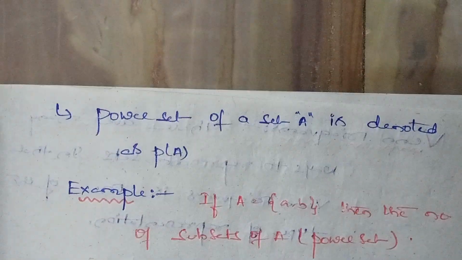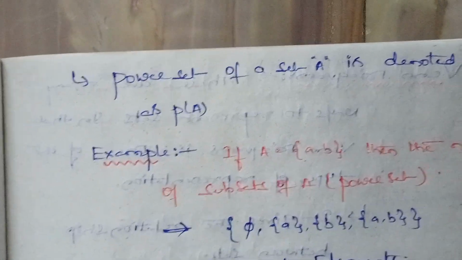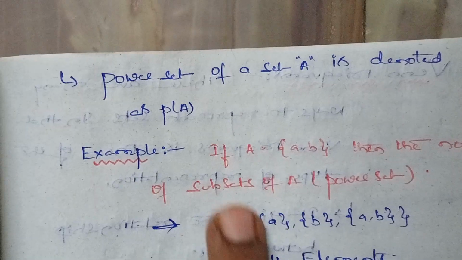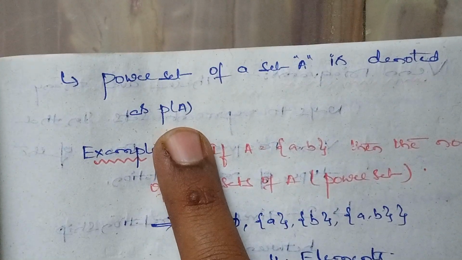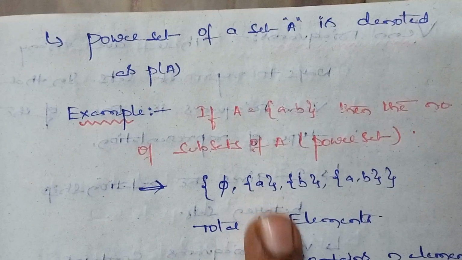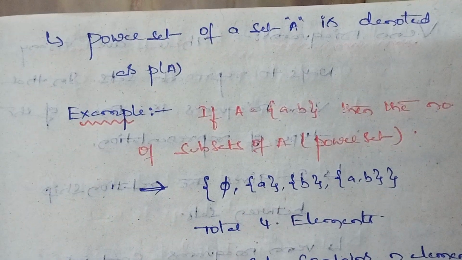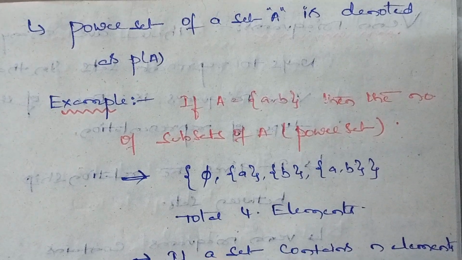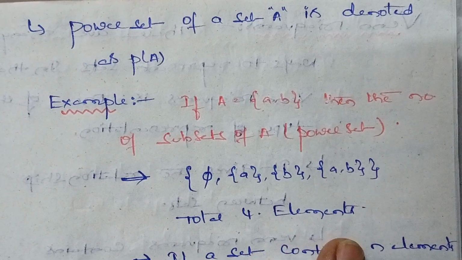Let me explain with an example. The power set is denoted by P of A, students, where A is nothing but the name of the set. I took an example, set A equal to {a, b}. Then what is the power set of A? We get 4 elements, right? {a}, {b}, {a, b} and the null set.